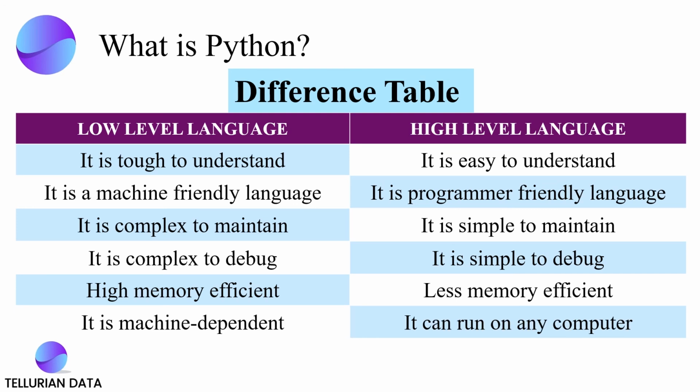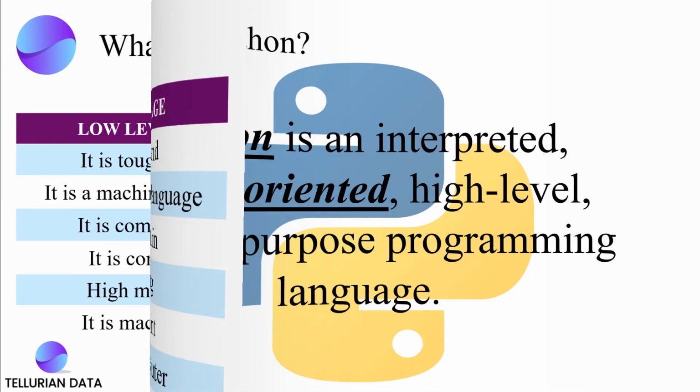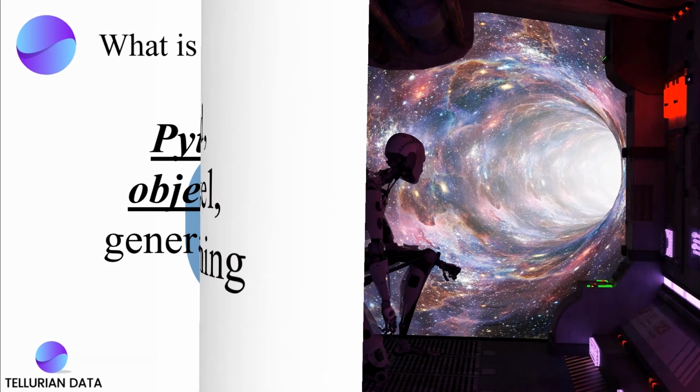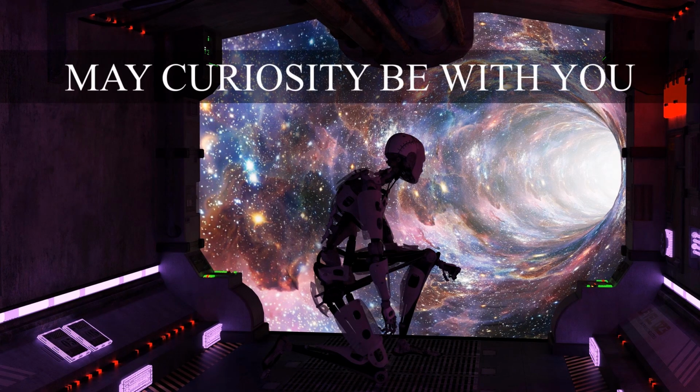Okay, that's great. Now we are pretty familiar with high and low-level programming languages. Let's continue breaking down the Python definition. Python is an object-oriented programming language, and you will find out what it is and what it means in the upcoming lecture. And may curiosity be with you.